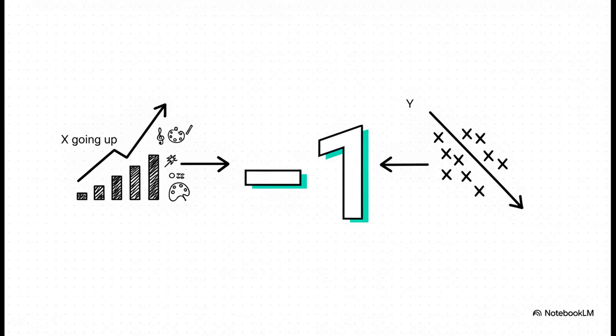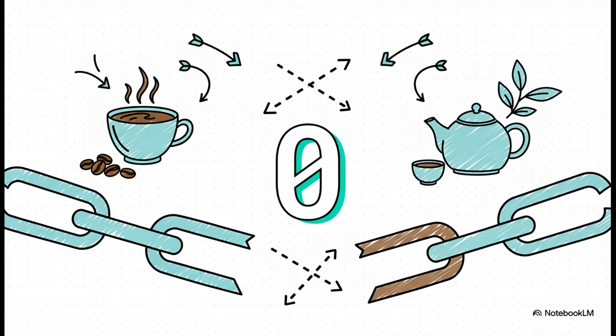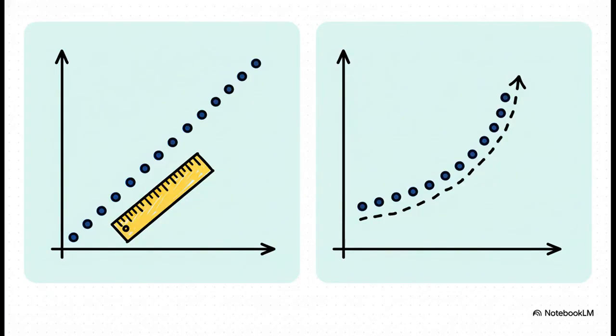Simple as that. And then, right smack in the middle, you have 0. An R value of 0 means there is absolutely no relationship between the two variables. None. They're completely independent. The amount of coffee I drink in a day has absolutely nothing to do with how many satellites are orbiting the Earth. There's just no connection.